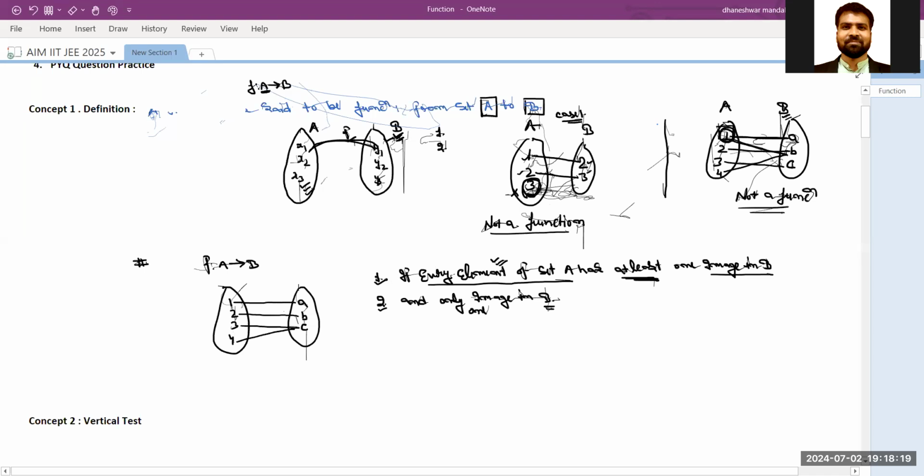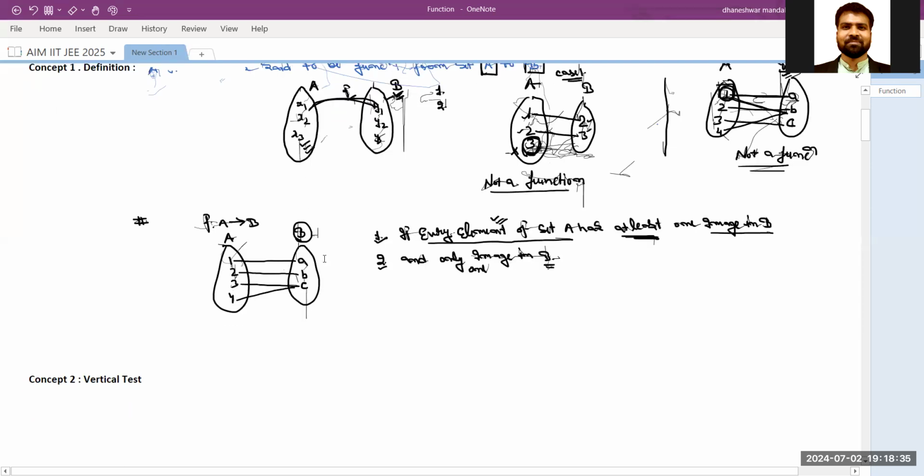Okay. So here nothing is given for set B. Only a condition is imposed on set A. So see, what is the first condition? Every element of set A has at least one image. So here we have an image for 1, an image for 2, an image for 3 is also there, and an image for 4 is also there. Okay. Now check the second condition.